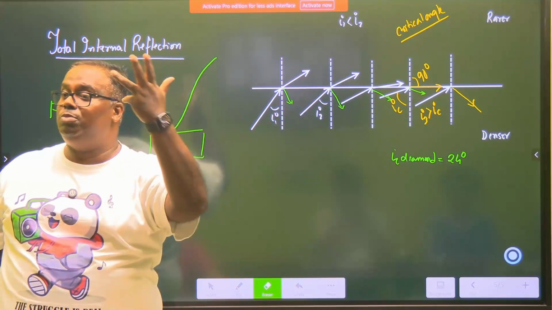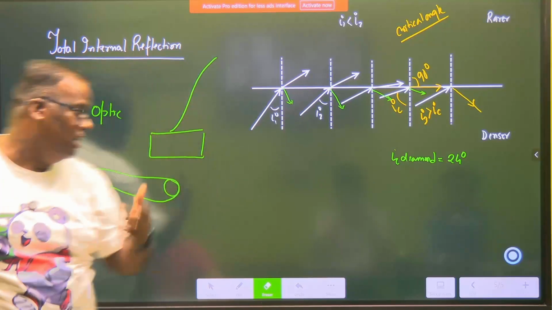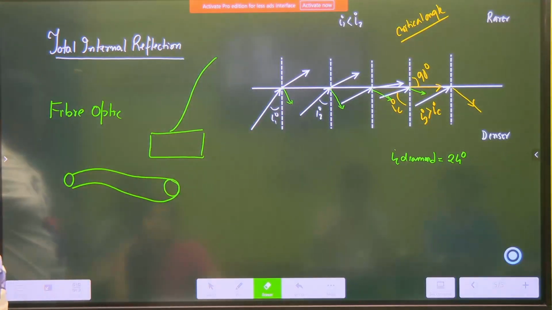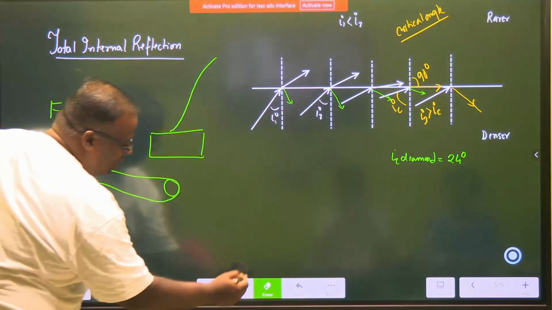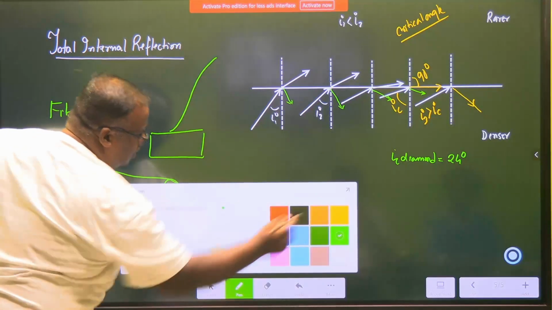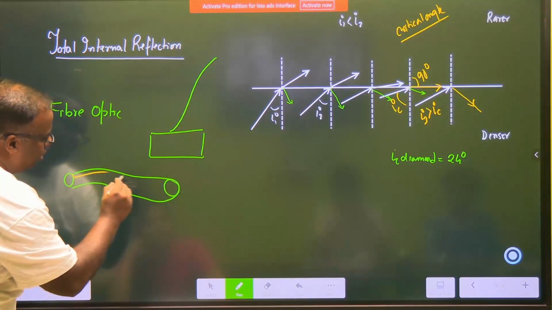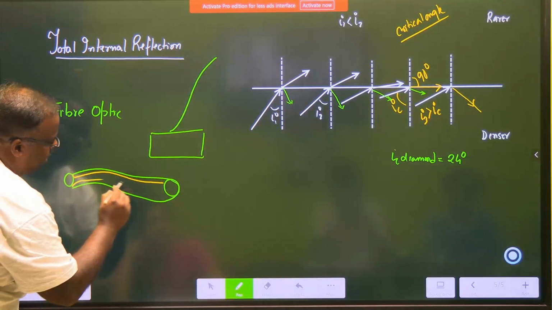Why is fiber optic so good? Why does it give you so much speed? The fiber optic is actually a tube and it has got two layers inside it. Okay. The inner layer, there is an inner layer.